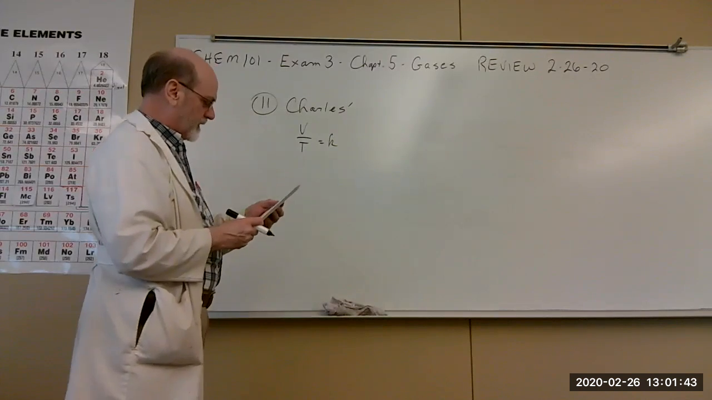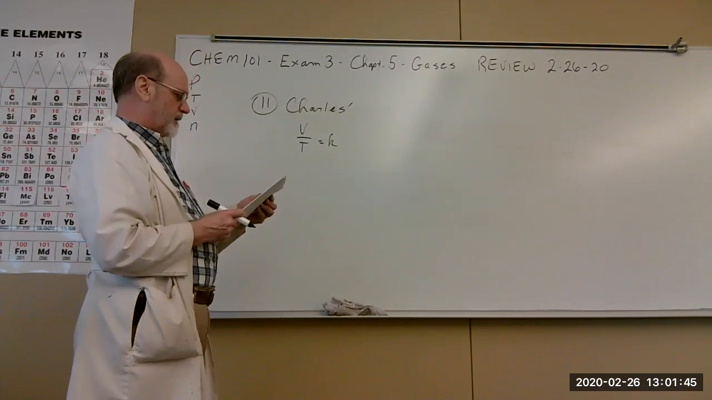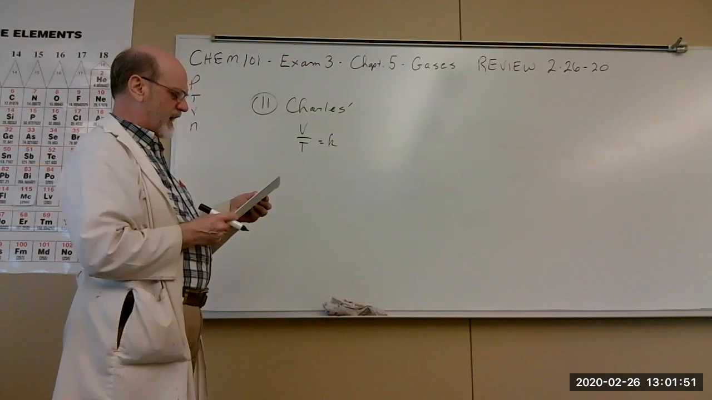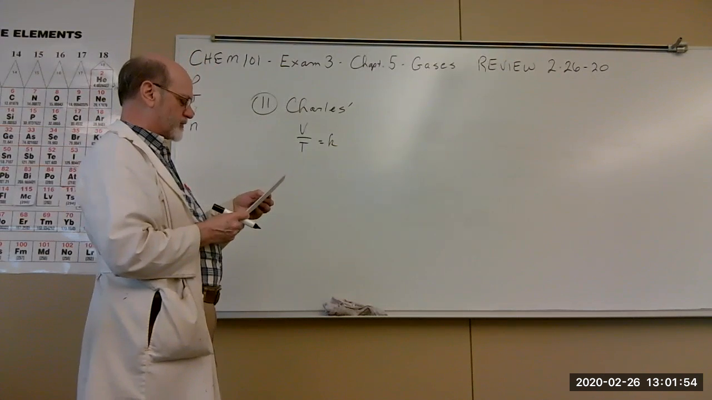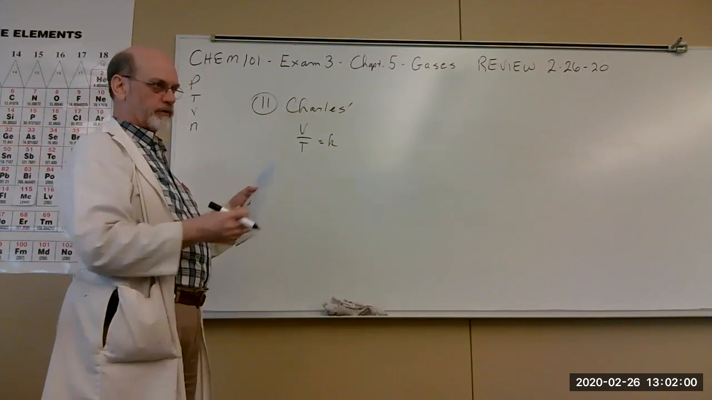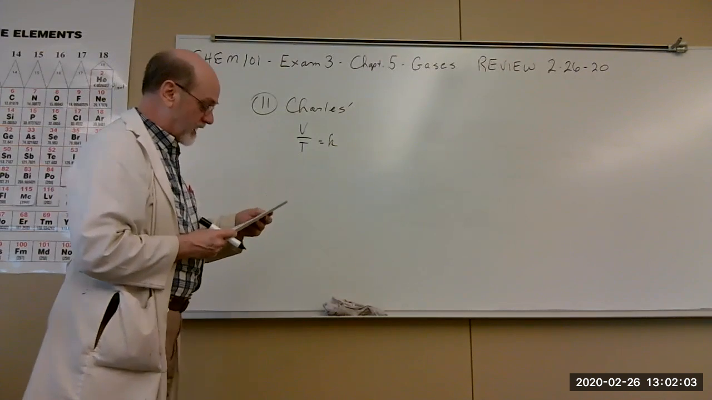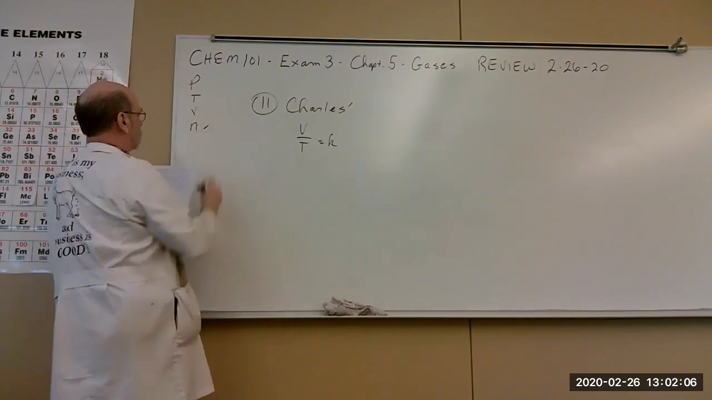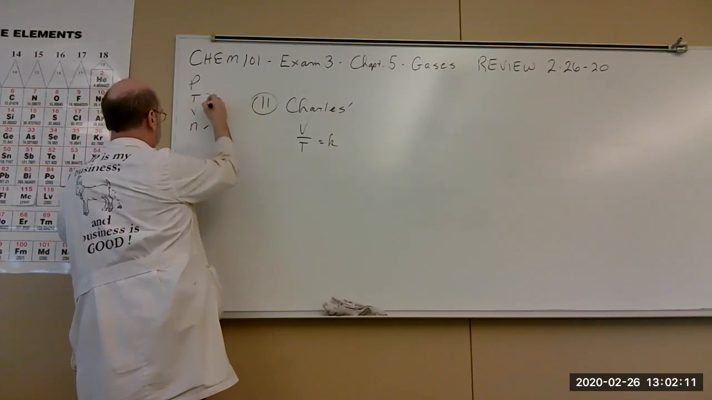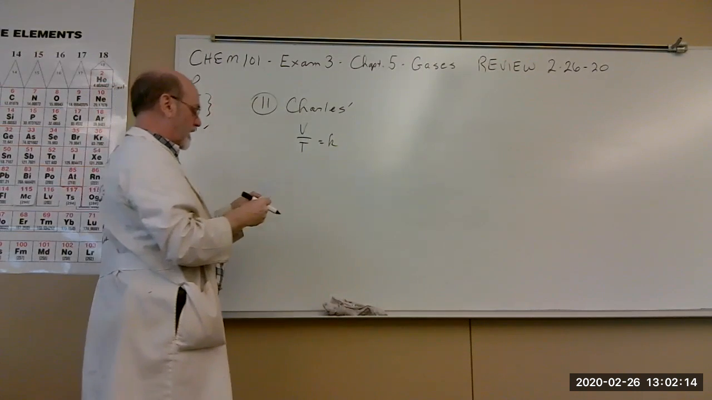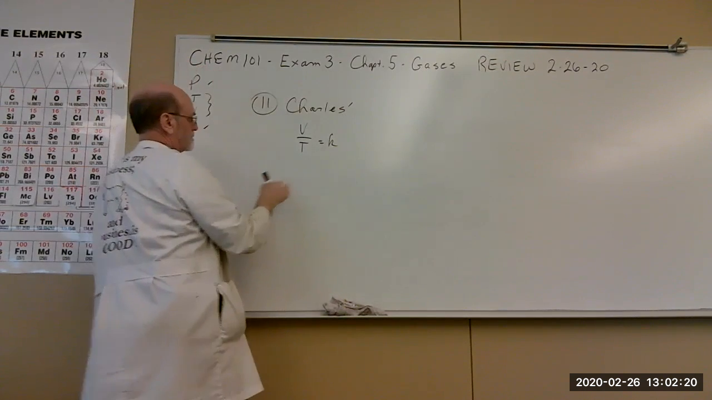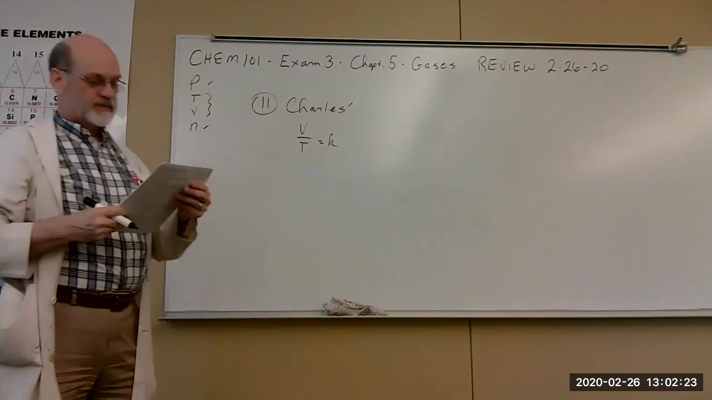So let's see which one of these fits. A, equal amounts of gas occupy the same volume. No, that's Avogadro. B, the volume of a fixed amount of gas is inversely proportional to its pressure. Volume and pressure is Boyle's law, not Charles. C, the volume of a fixed amount of gas is directly proportional to its temperature in Kelvin at constant pressure. Volume and temperature, that's good. Constant pressure, that's it. That's Charles' law. C.